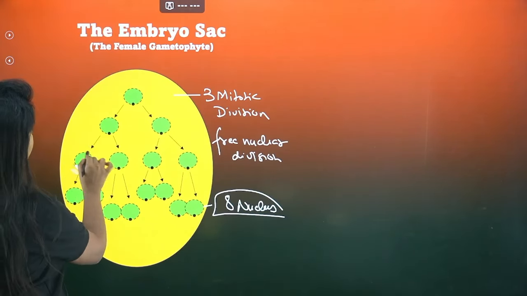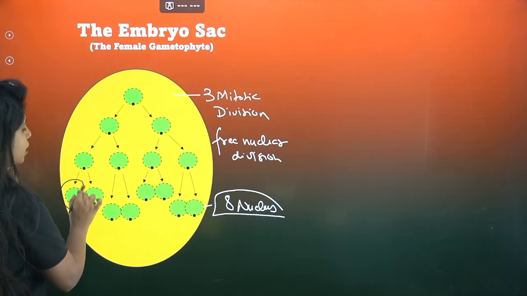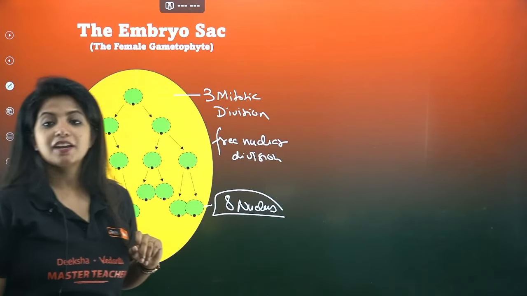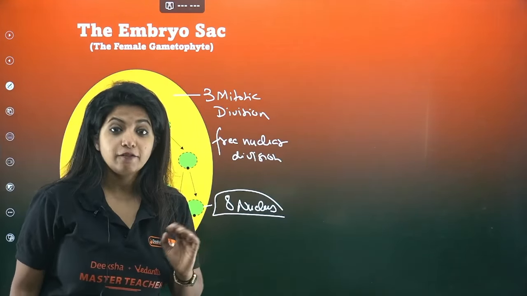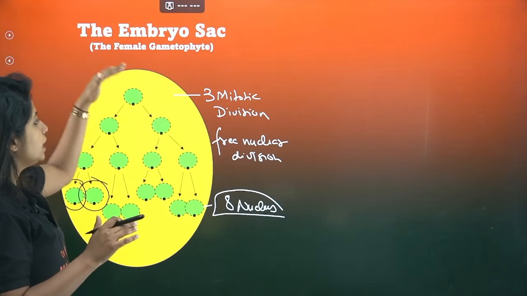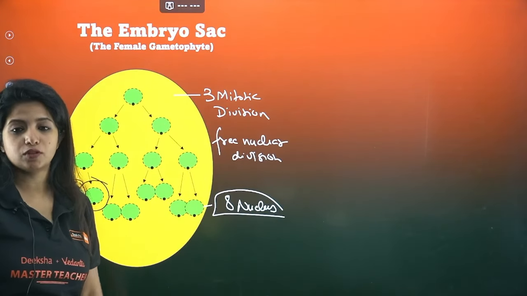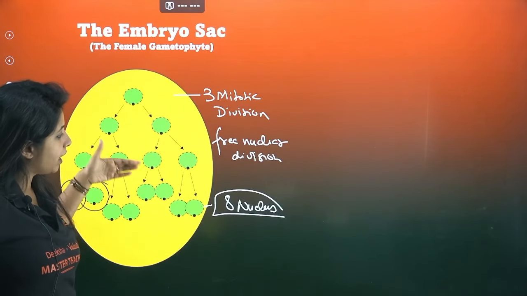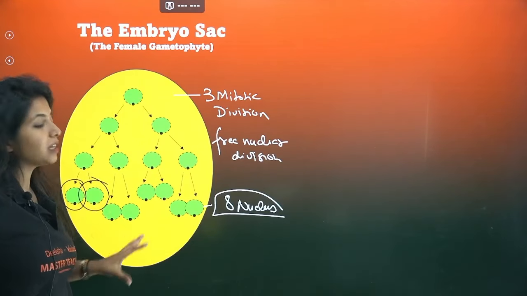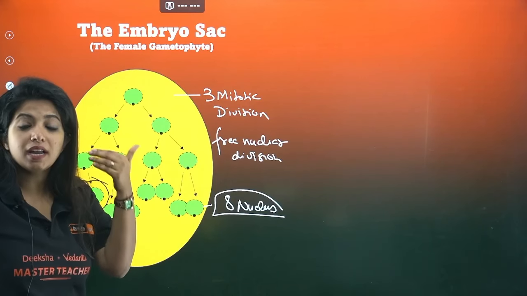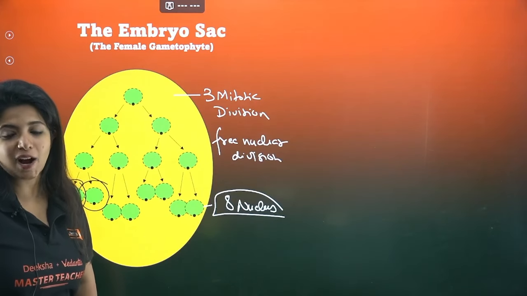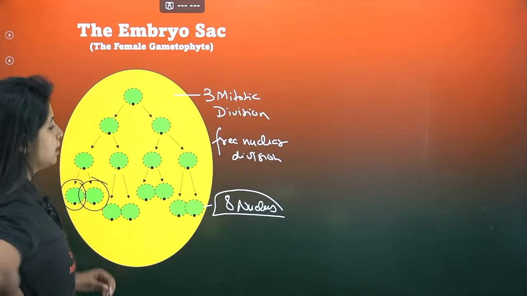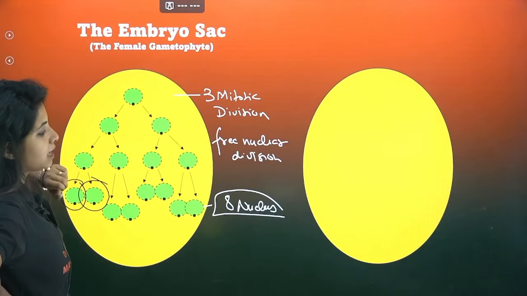cell wall is going to come around these particular nuclei, and you will get certain cells which are going to arrange themselves to form what? The embryo sac. So for now it was the functional megaspore. It kept on dividing, and now when the cells are arranged together, you will call this the functional embryo sac, the female gametophyte. So over here, let's see how this is happening.